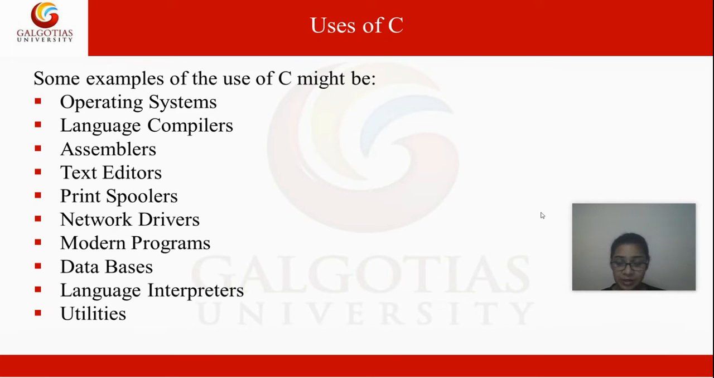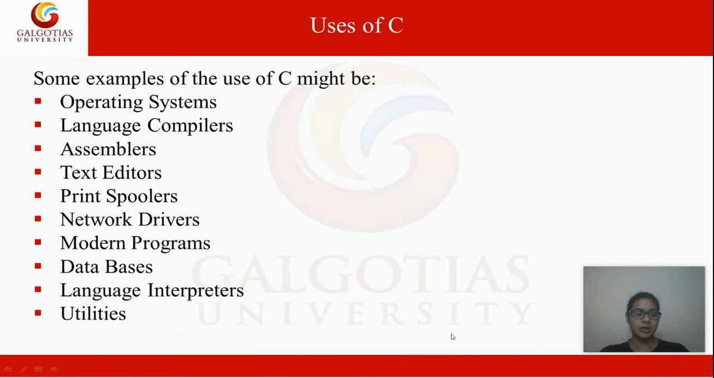You have language compilers. Obviously, the compiler for C is also written in C, but other languages also, like PHP, right? You have assemblers, text editors, print spoolers, network drivers. So a lot of hardware-related instructions are written in the C language only. Then you have databases, connecting your program to a database. So you have drivers for that, and those might also be language interpreters, utilities. So the beauty of C is that it is being used almost everywhere.